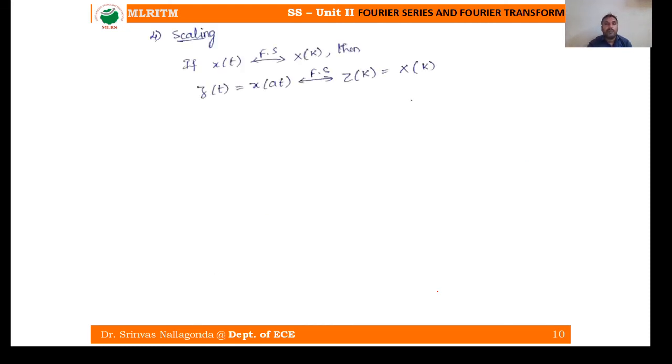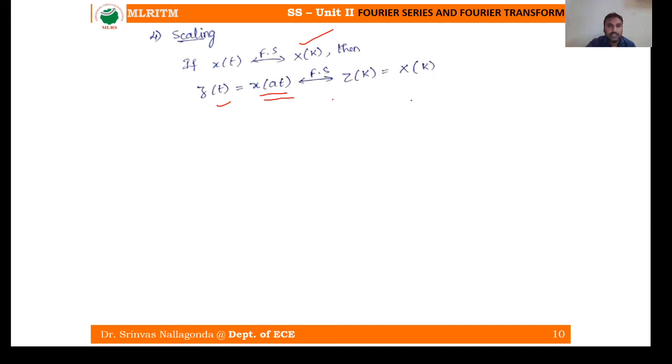Now the scaling property. So x of t is a signal. What is the Fourier series? X of k. Then z of t is equal to x of at. I want to find what the scaling is. If you multiply with a and then apply the Fourier series, what happens? Z of k is equal to X of k.